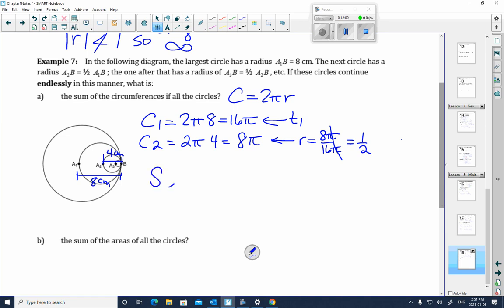So the sum to infinity would be 16 pi divided by 1 minus 1/2. So this would be 16 pi divided by 1/2, which gives me 32 pi centimeters.